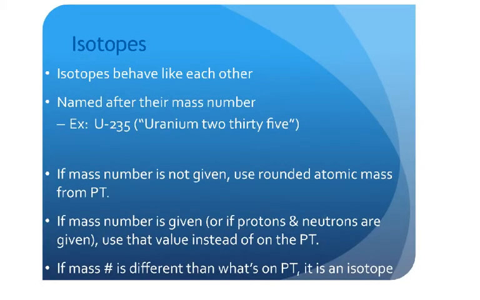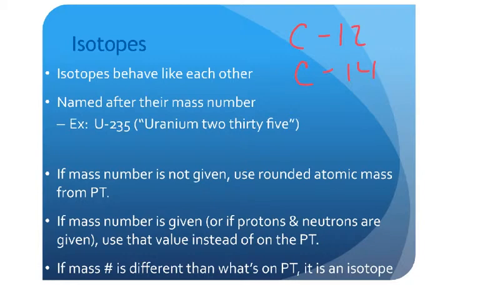Now, there's a lot more isotopes than just that, and so we actually have a different naming convention we use when we're naming isotopes. We typically will name isotopes based after their mass number. So for example, if we were to look here, U stands for the element uranium, and 235 would stand for the mass number, and so we would call this uranium-235. You might be familiar with some other examples, such as carbon-12 and carbon-14, which is used for carbon dating. It's important to note that isotopes do behave like each other because they are the same element. They just happen to have a different mass.